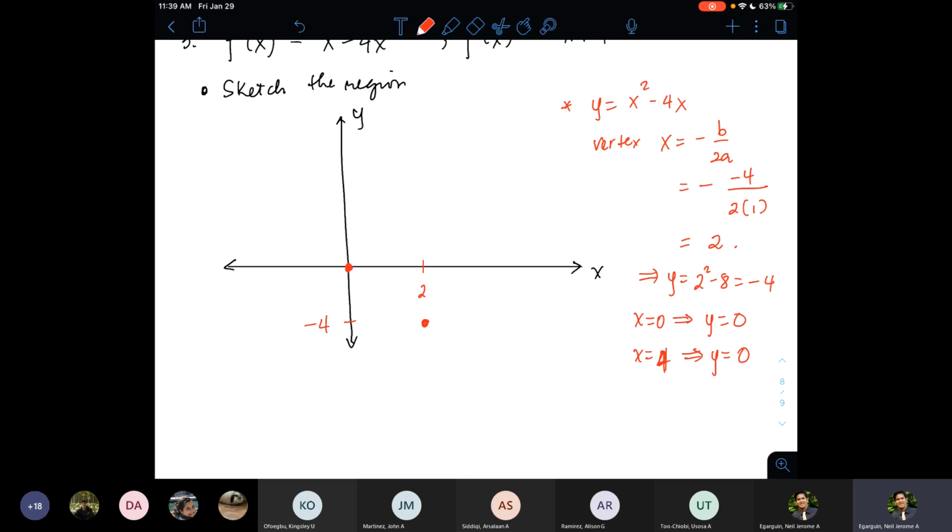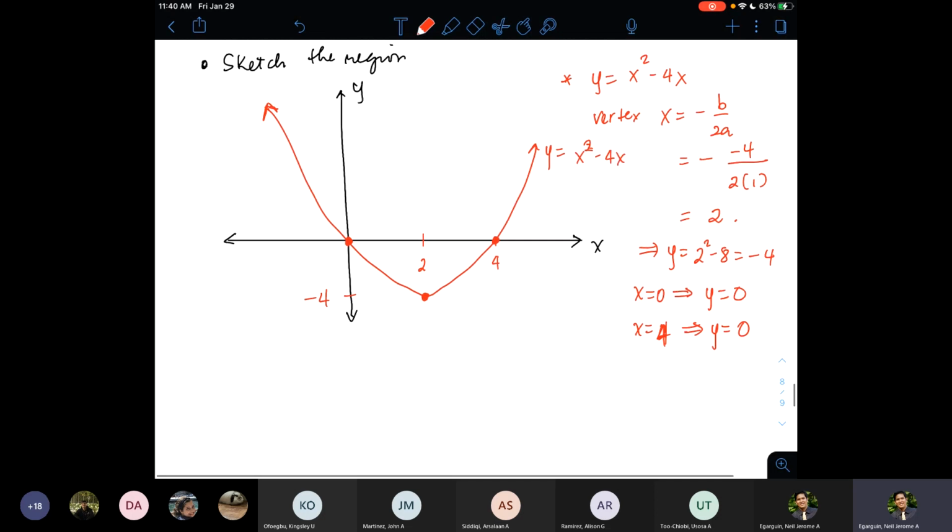So if I go 2 units to the left, that gave me y equals 0. If I go 2 units to the right, that 4, will also give me the same value. Again, using the symmetry. But in case you forgot the symmetry argument, then you could have just chosen any number to the right and any number to the left of the vertex. Compute the y values, then you should be fine, right? So this is the parabola, y equals x squared minus 4x.